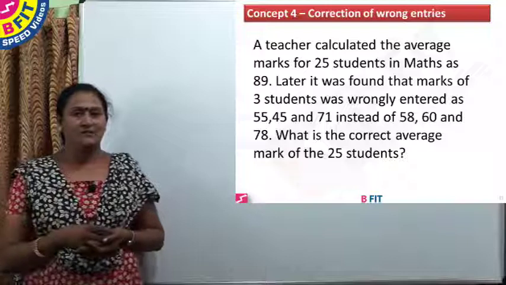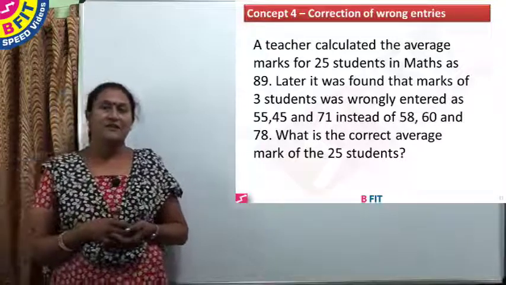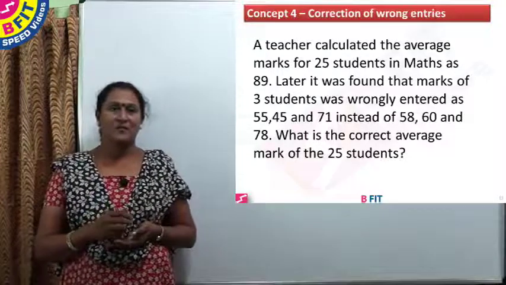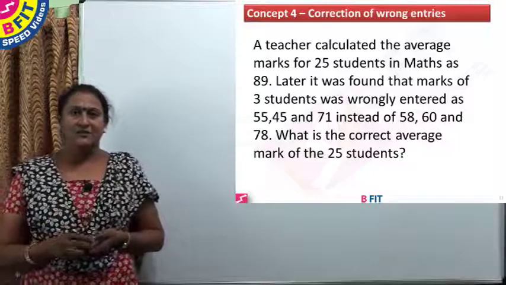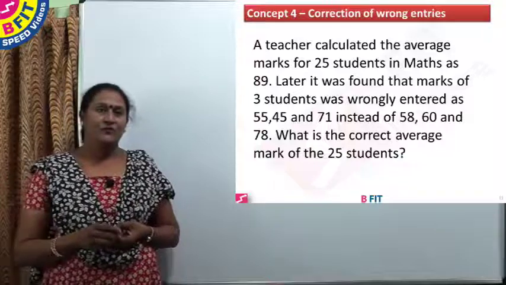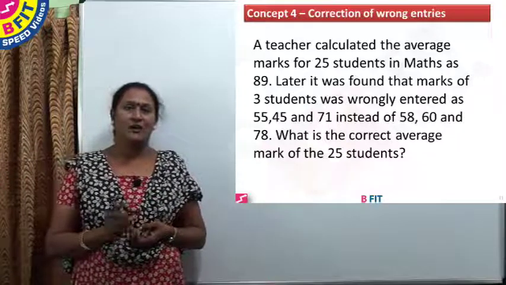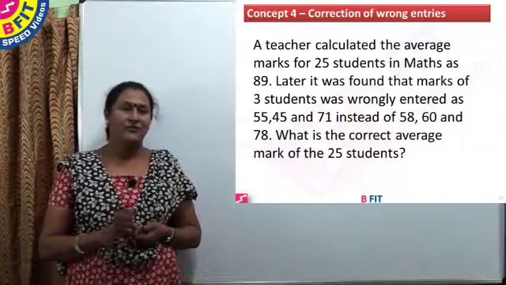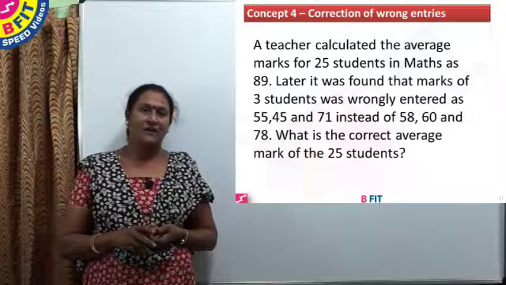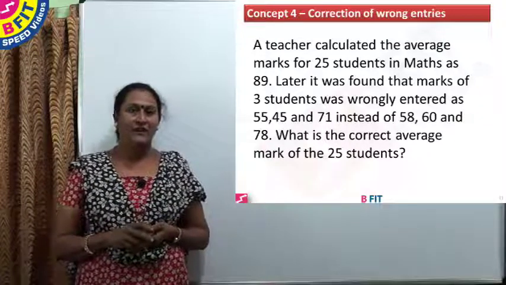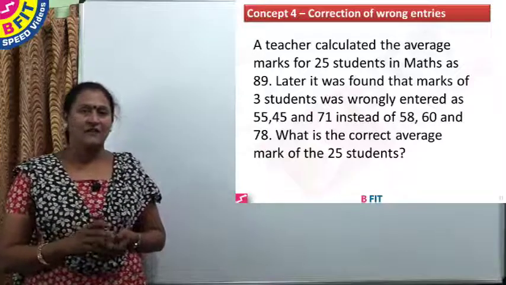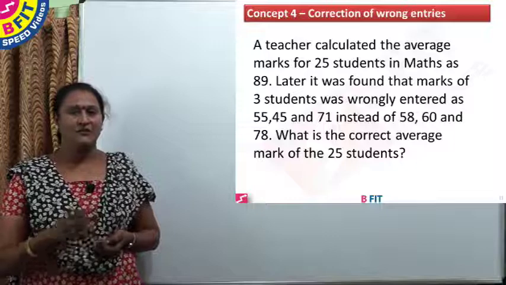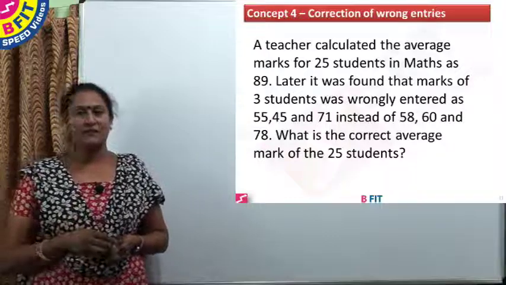So in this case, say for example, a teacher calculates the average marks for 25 students in maths as 89. Later it was found that for 3 students, marks were wrongly entered as 55, 45 and 71 instead of 58, 60 and 78. So what is the correct average mark for the 25 students? So we will see the working.